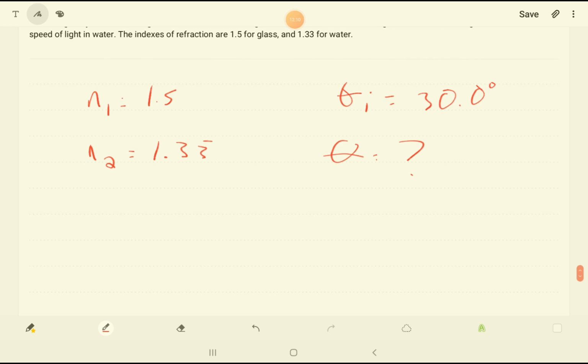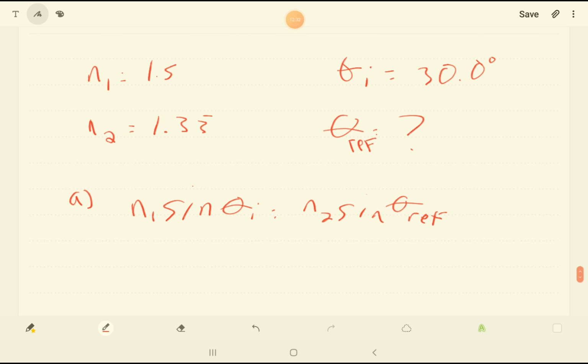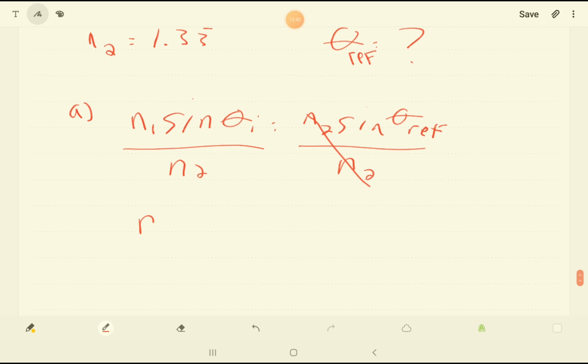So the first part of this question is going to be relatively simple. Using Snell's law, we can simply isolate for the angle of refraction. So that would be N1 multiplied by sine theta I is equal to N2 multiplied by sine theta refraction. And then dividing both sides by the index of refraction for water, we end up getting this as our final equation.